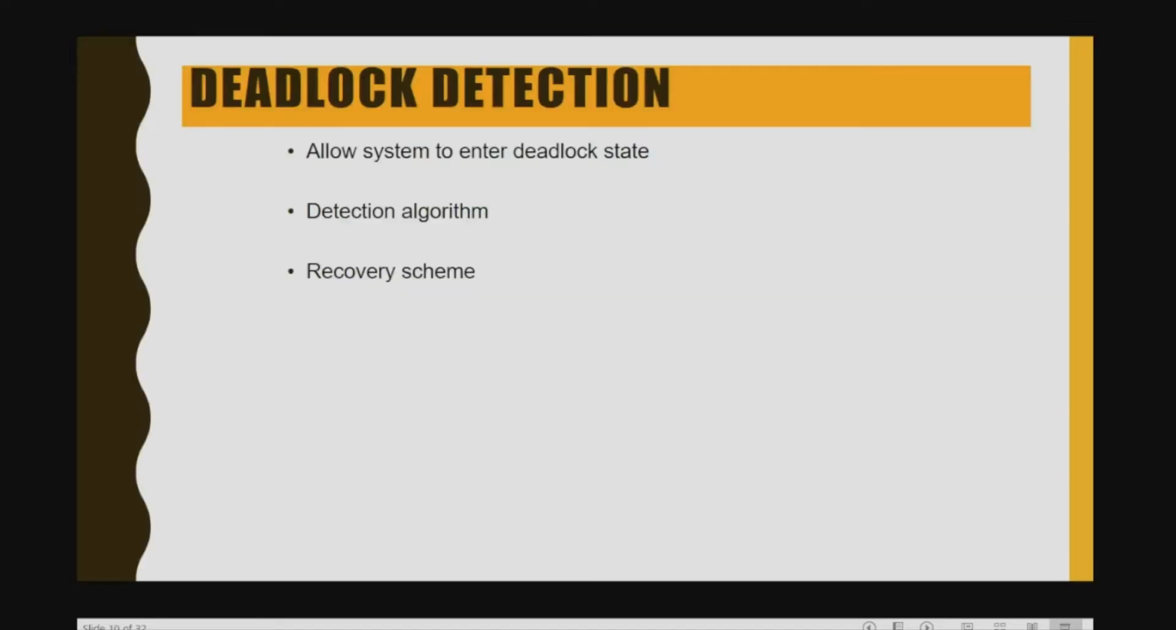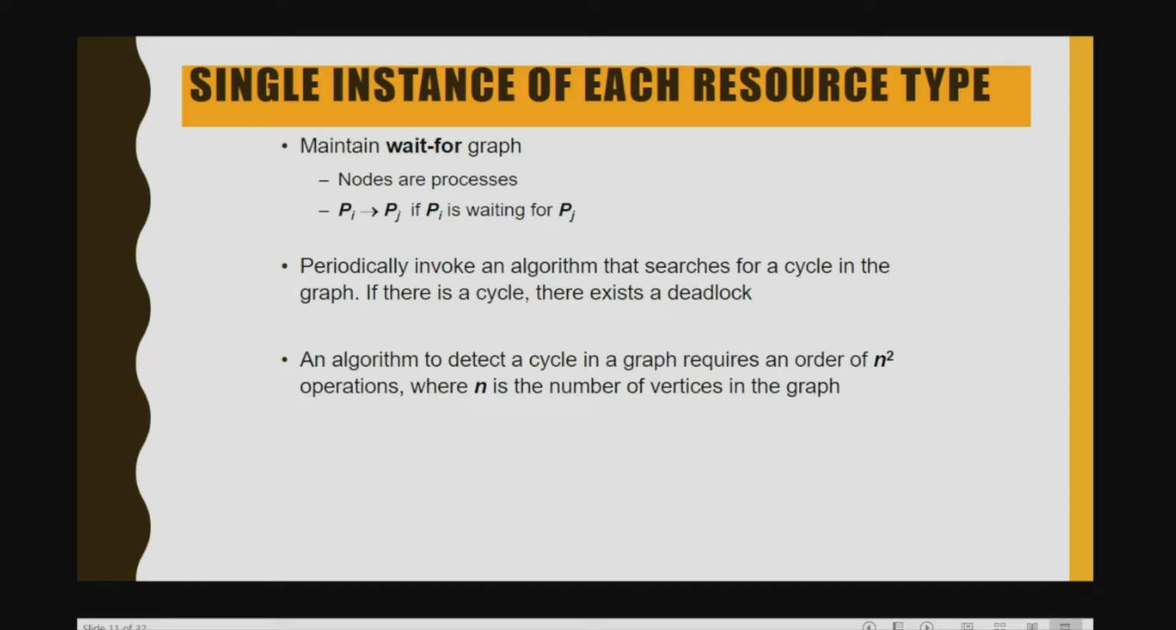Okay, so look at here. The deadlock detection allows the system to enter the deadlock state. So this is the difference between deadlock detection and deadlock avoidance and prevention. We have the detection algorithm in order to detect the deadlock, and after we detect, we have the recovery scheme. Okay, single instance of each resource type. So let's say we have a single instance in our resource.